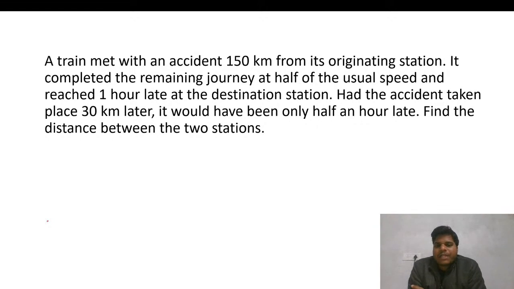A train meets with an accident 150 km from its originating station. It's a very popular question. You must have seen this type of question earlier, because the same values and the same question keep rolling around here and there. It completed the remaining journey at half of the usual speed and reached 1 hour late at the destination station. Had the accident taken place 30 km further, it would have been only half an hour late. Find the distance between the two stations.